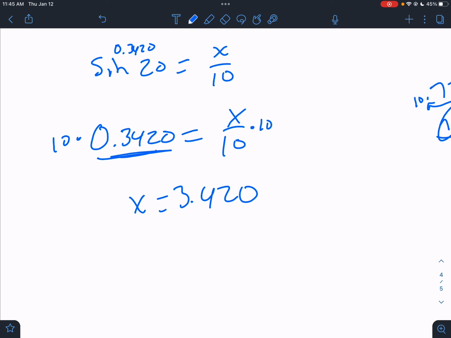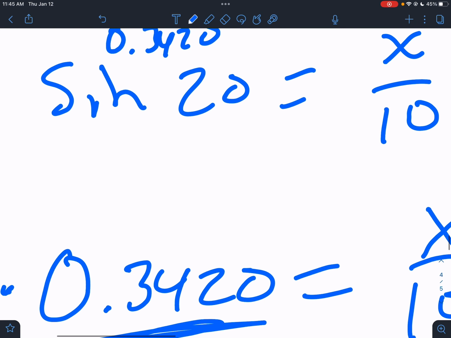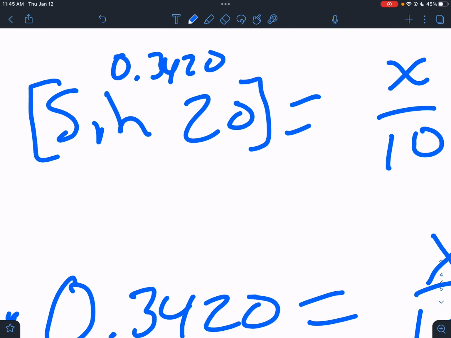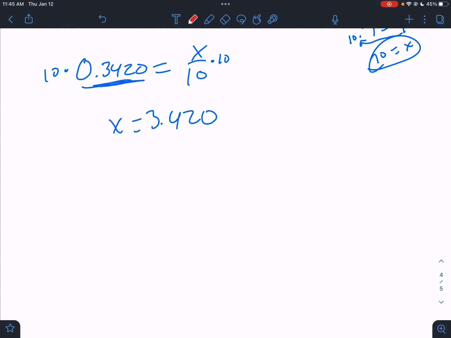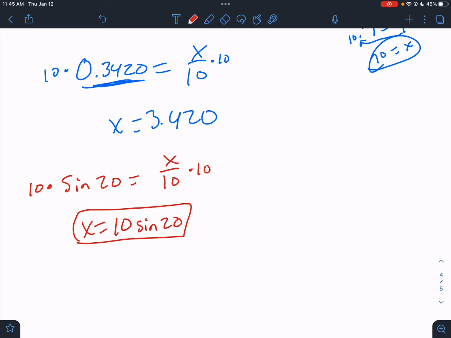Now, I don't want you doing it this way. I'm just showing it to you so you can kind of see it as decimals. Even if you don't know the number, if you see sine 20, you need to be thinking that's a number. That is a decimal. This is how it should look if you're doing it for me on a quiz or a test. You would say the sine of 20 equals x over 10, and then you would multiply both sides by 10. If x is up high, all you got to do is multiply. Get it right your first try. And so x equals 10 times the sine of 20. That is actually the answer.